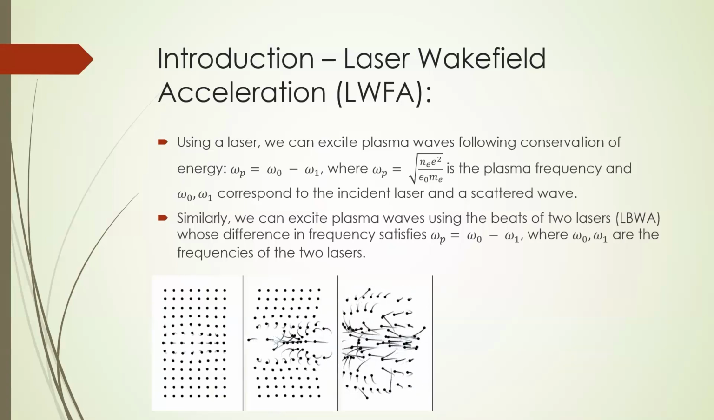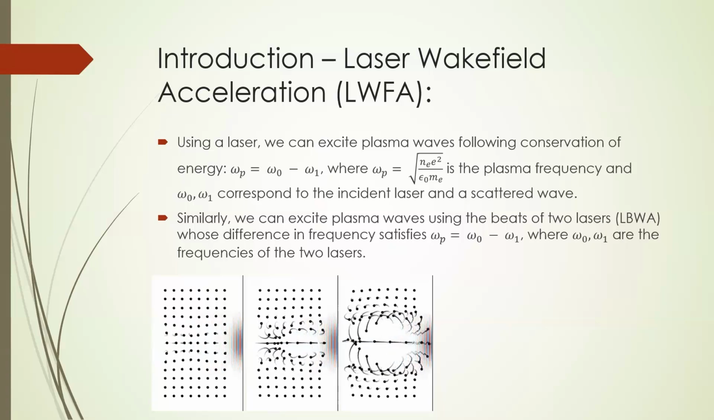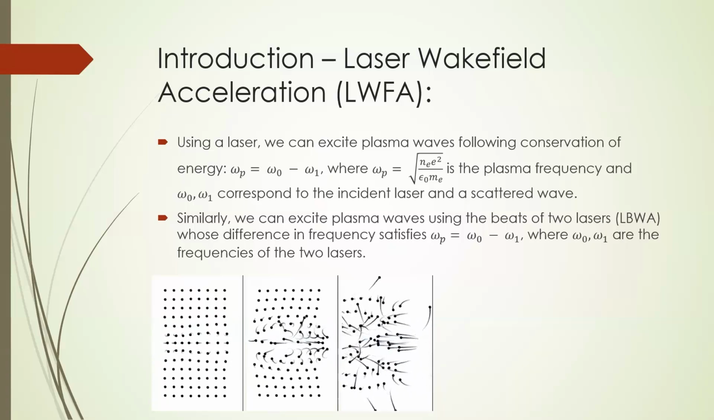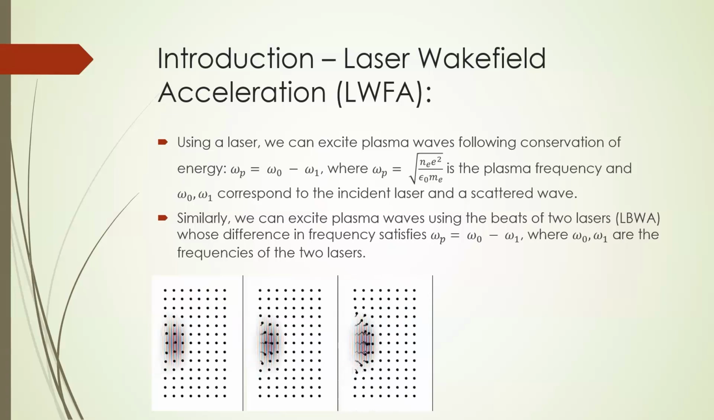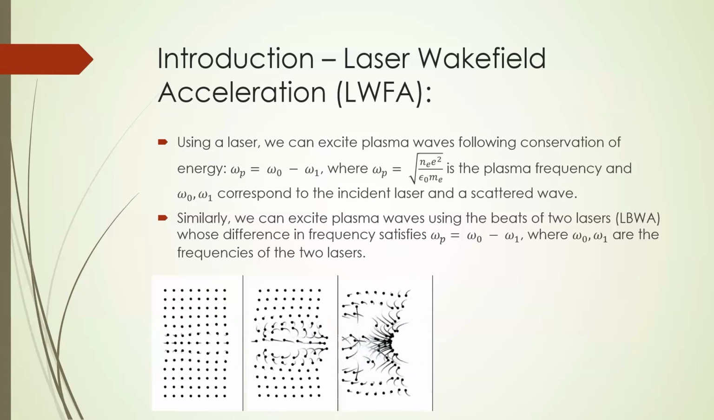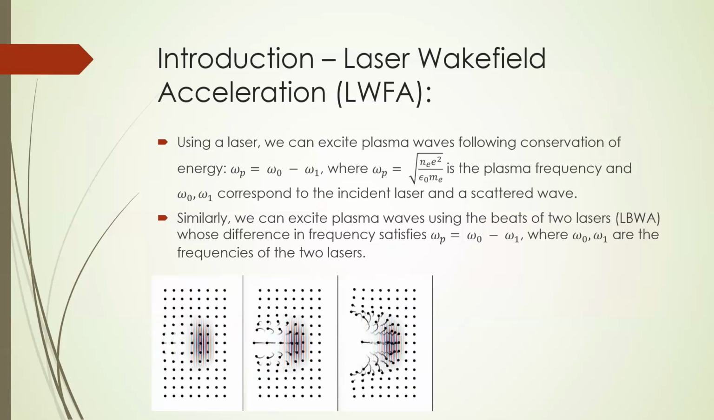So here's a little visualization of what's going on. We have a laser pulse that perturbs the electrons from their equilibrium position. They oscillate around that position and create cavities of charge imbalance, and that creates longitudinal electric fields in these cavities. That allows us to accelerate charged particles in the direction of propagation of the laser.